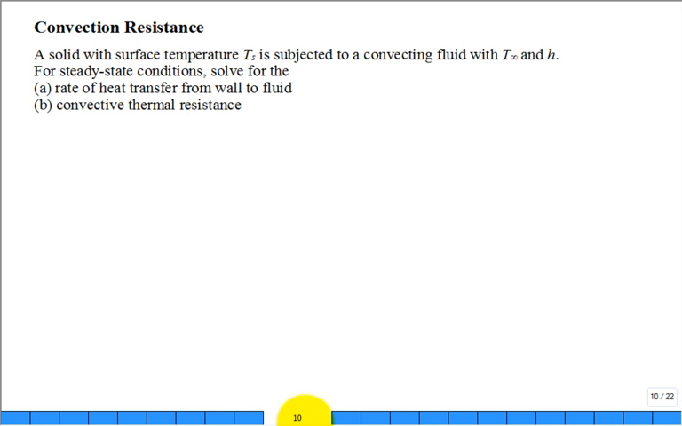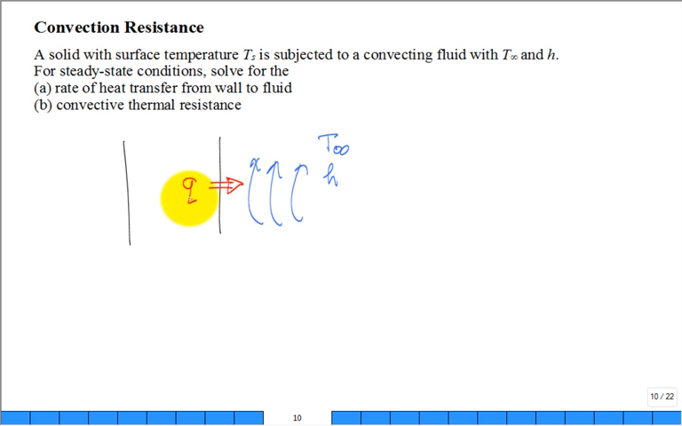We can get a thermal resistance for convection as well. We can get a convection resistance. They did this in chapter 1. I skipped it. Now it's the proper time to bring it in. So if I have a slab, and then over here I have a fluid, and that fluid is characterized by a temperature of the fluid and a convection coefficient, I can go back and ask, what is the rate of heat transfer, Q, from the solid?